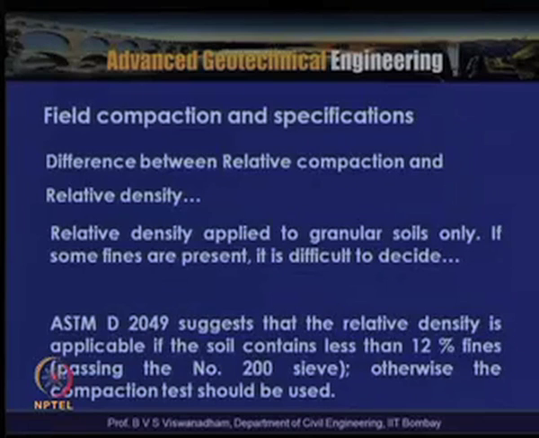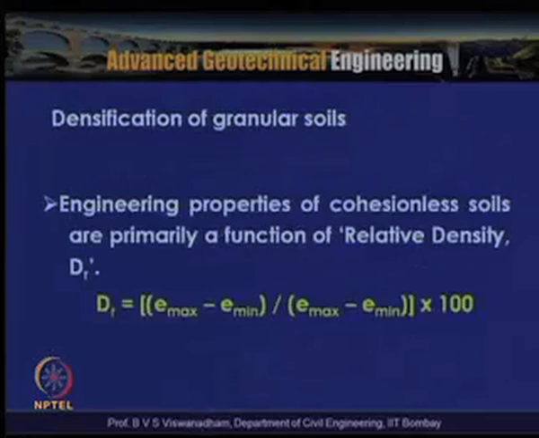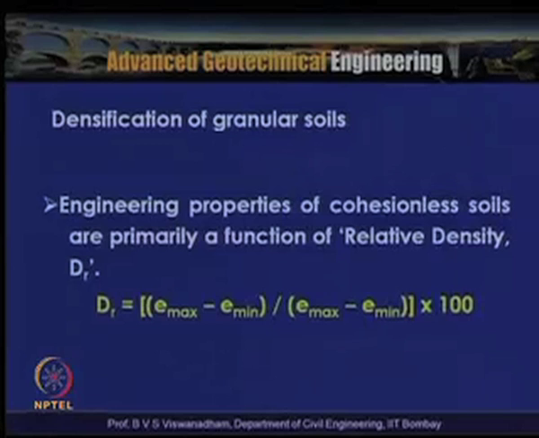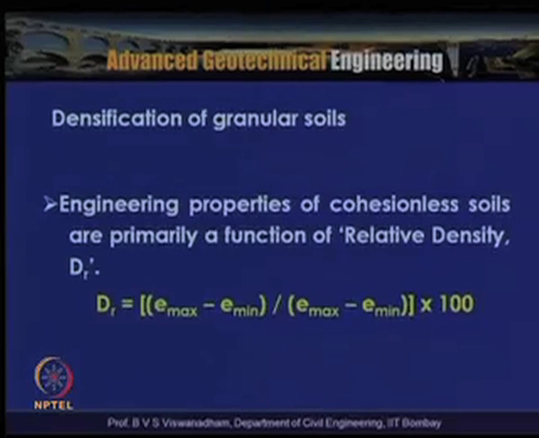Here, the relative density is basically defined as the interrelation between maximum void ratio, minimum void ratio and in situ void ratio. Which is wrongly written here. The relative density is nothing but (e max minus e) divided by (e max minus e min), into 100. Engineering properties of cohesionless soils are primarily a function of relative density, Dr.